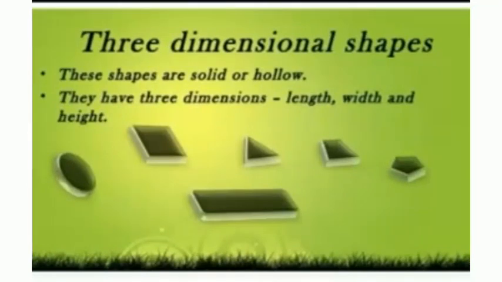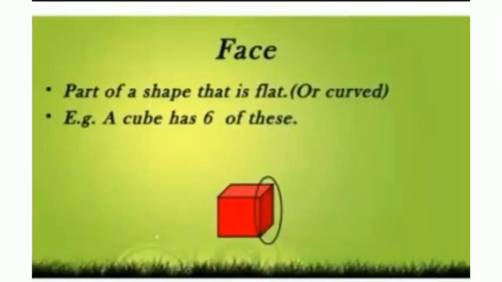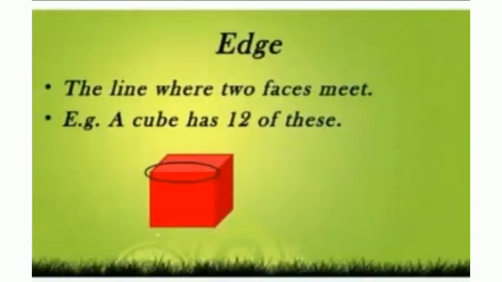Next, we have three-dimensional shapes. These shapes are solid or hollow. They have three dimensions, meaning length, width and height. Face, part of a shape that is flat or curved. That means a cube has six of these. It means it has six faces. Next, edge, the line where two faces meet. That means a cube has 12 of these. It means a cube has 12 edges.